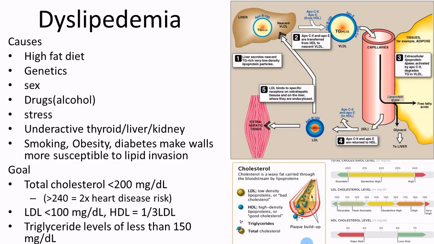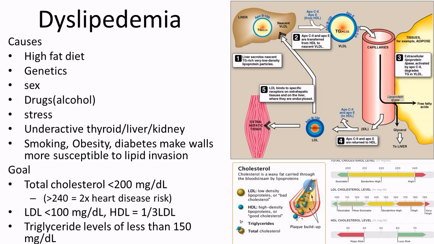Right? The overall goal is to keep your total cholesterol under 200 milligrams per deciliter. What they find is that if it goes over 240, it doubles your risk for heart disease. When they say total cholesterol, they're actually looking at your LDLs and your HDLs. They say you should keep your LDLs under 100 and your HDLs should be about 1/3 of your LDLs. So if your LDLs are 100, then your HDLs should be at least 33. I'm saying at least because they say higher HDLs decrease your risk for heart disease.